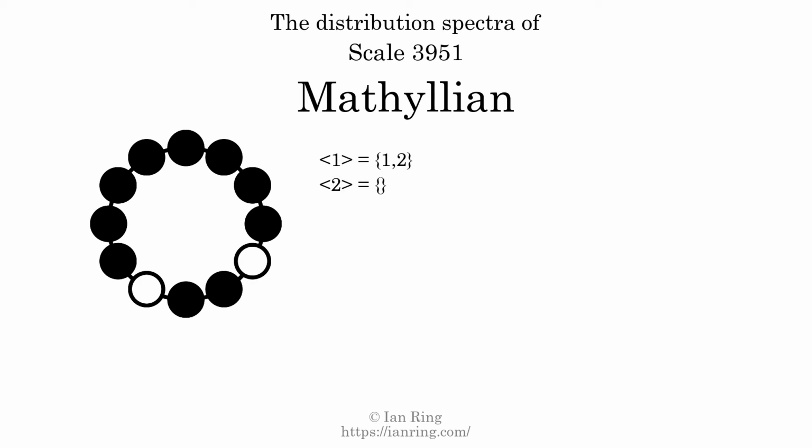The generic interval of two scale steps comes in two different specific interval sizes. 2 semitones and 3 semitones. The spectrum width of this generic interval is 1. The generic interval of 3 scale steps comes in 3 different specific interval sizes. 3 semitones, 4 semitones, and 5 semitones. The spectrum width of this generic interval is 2.